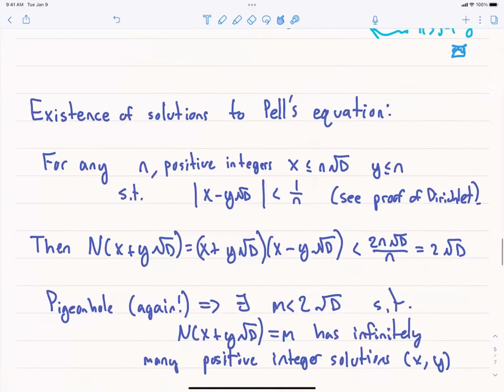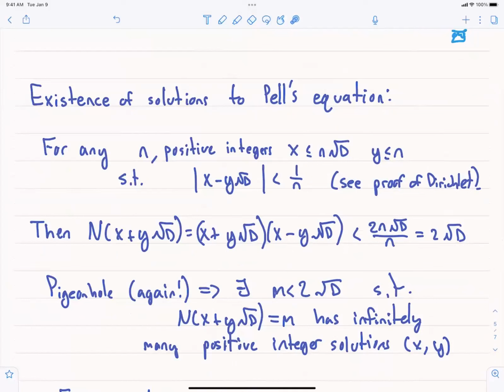Importantly, x and y depended on n, which I could take bigger and bigger, but how big the norm could be didn't depend on n, it only depended on d. Because of that, I have infinitely many integers now. So I have infinitely many choices of x and y such that the norm of x plus y square root of d is less than 2 square root of d.